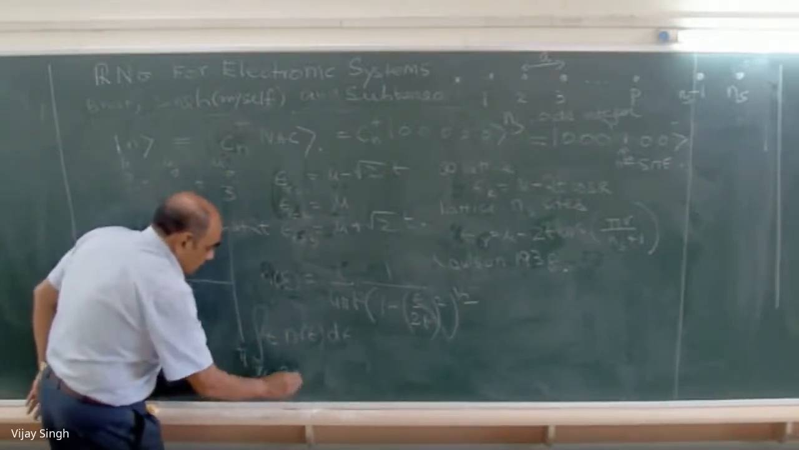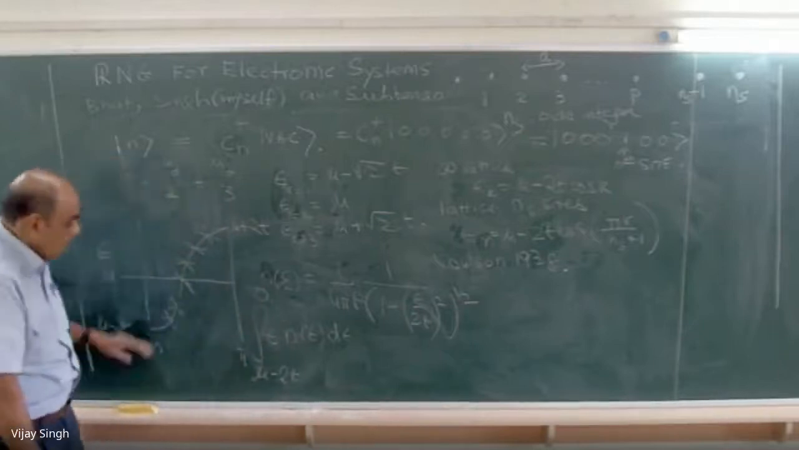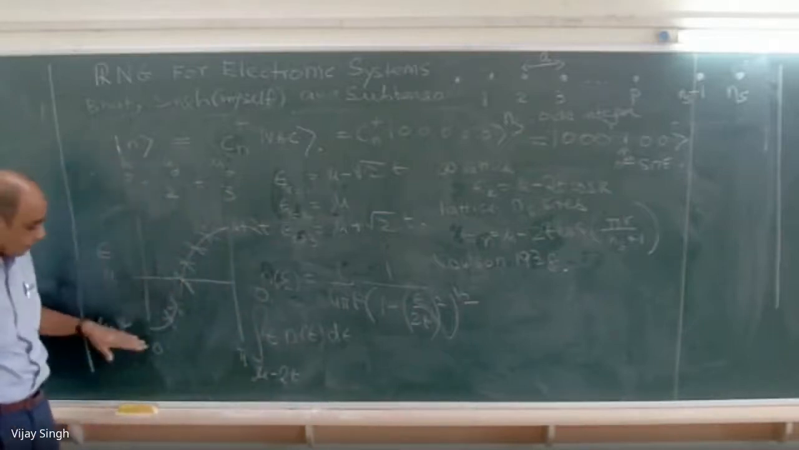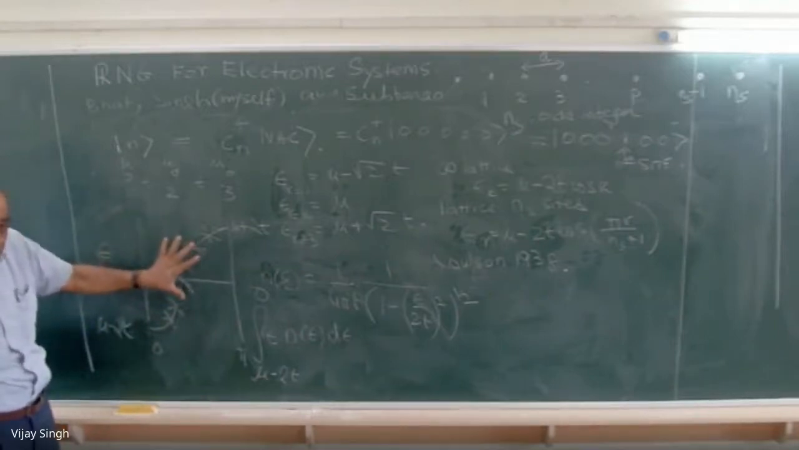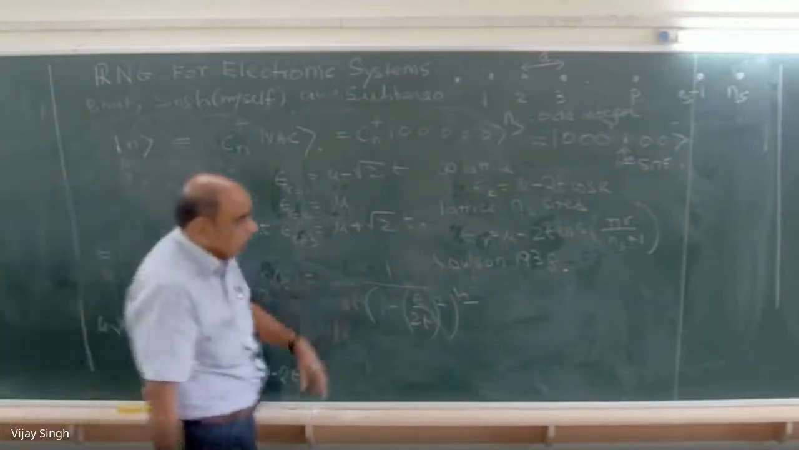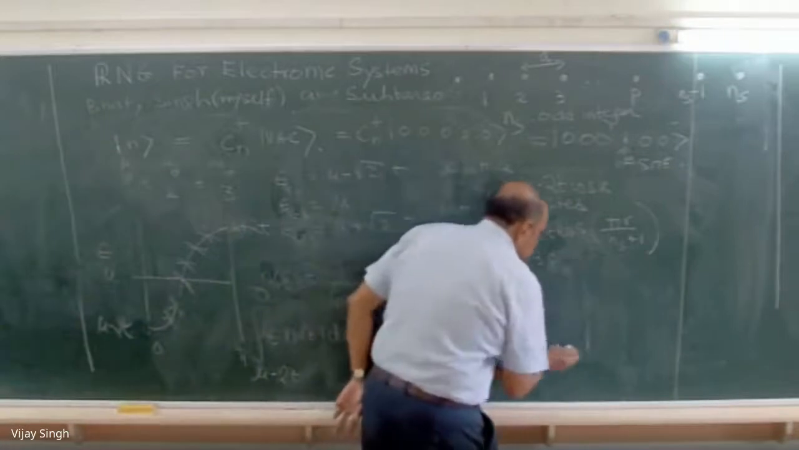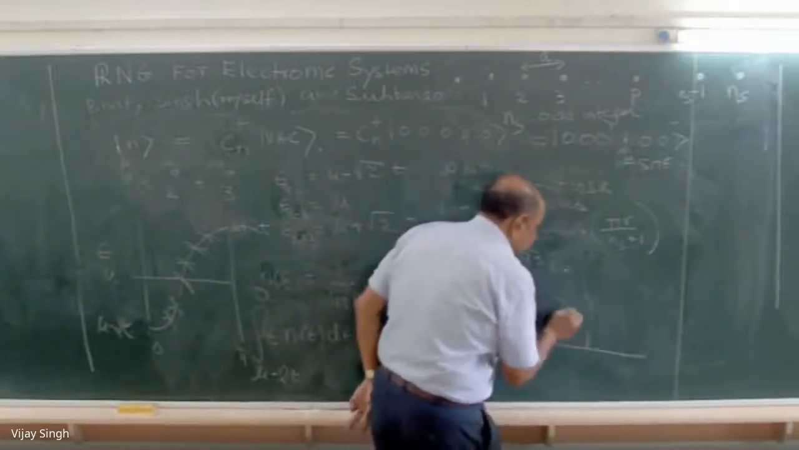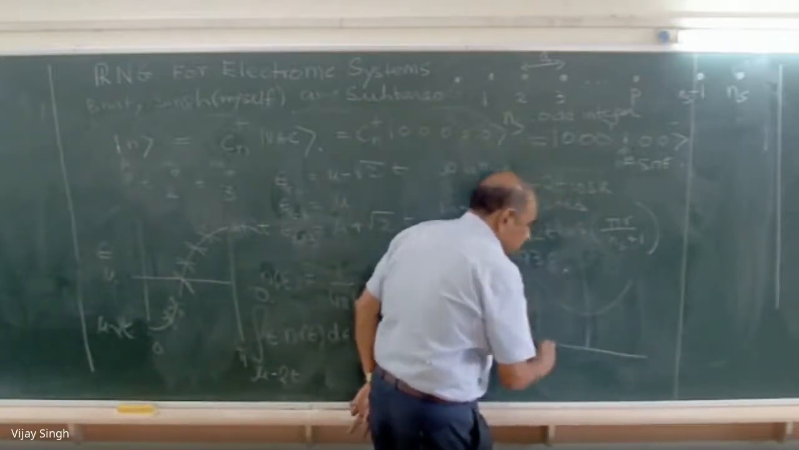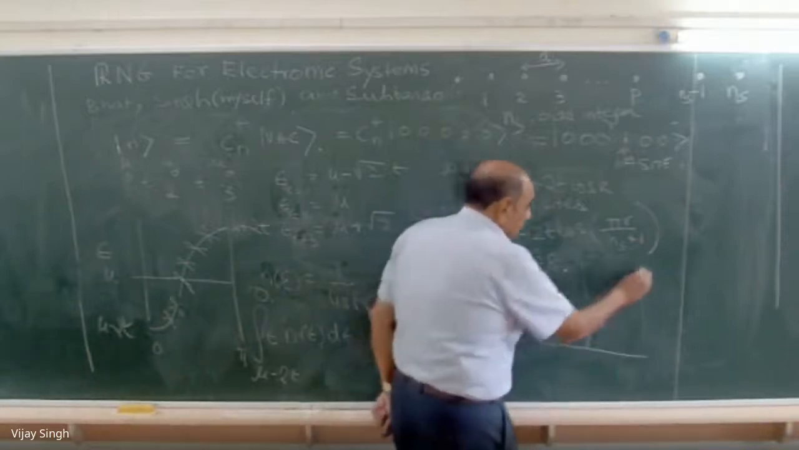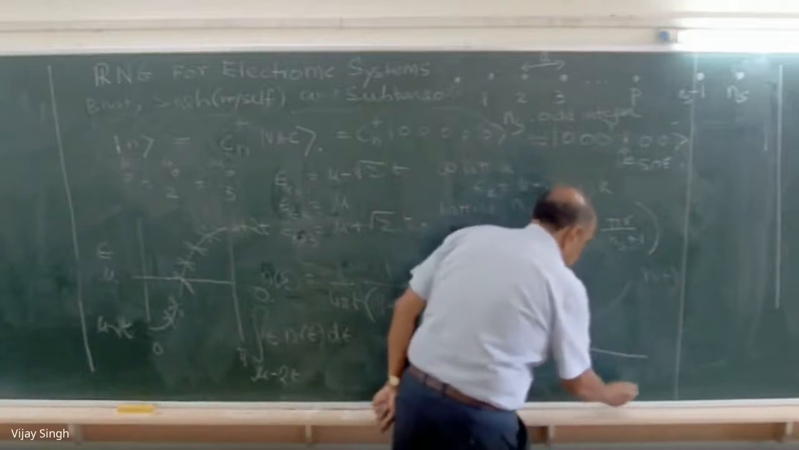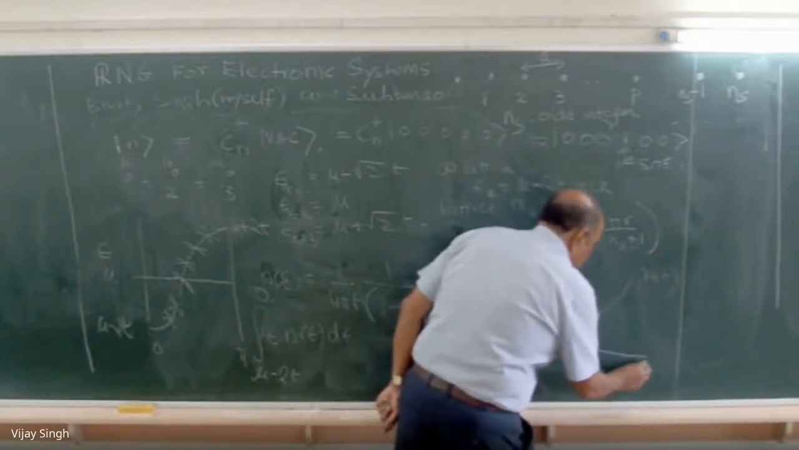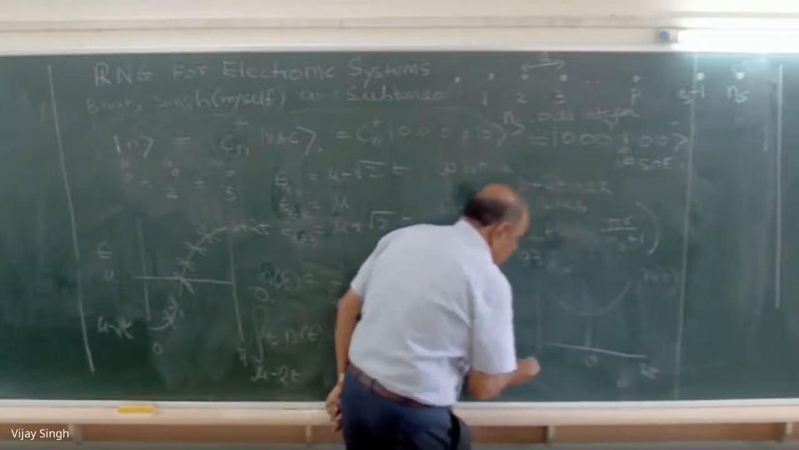Minus 2 to 0. Why 0? Because I am taking mu to be 0, so I have to integrate it from here to here. This is the band structure. Density of states looks like this. I remind you again. Yes or no? This is the density of states. Mu, this is 2t, this is 0, this is minus 2.